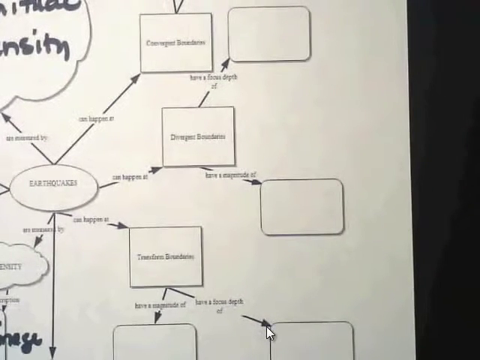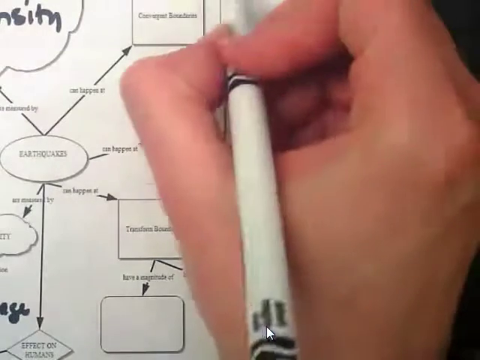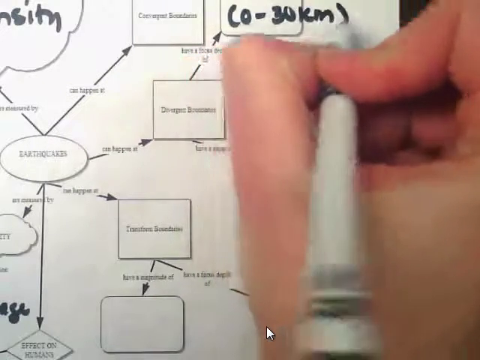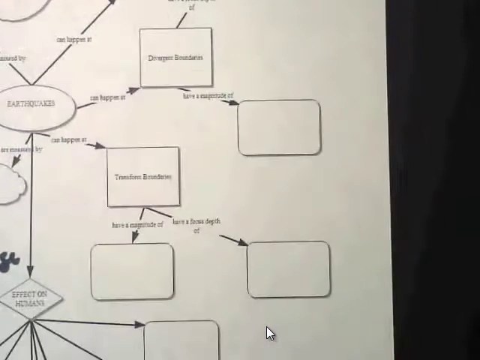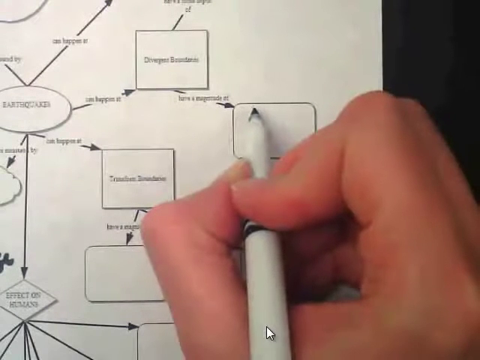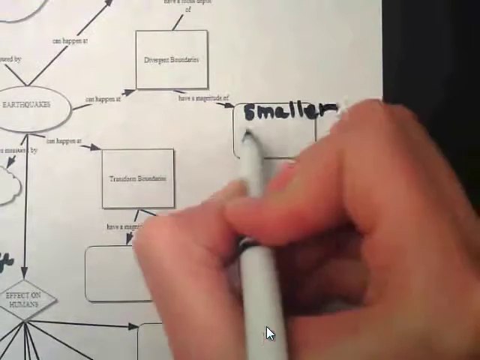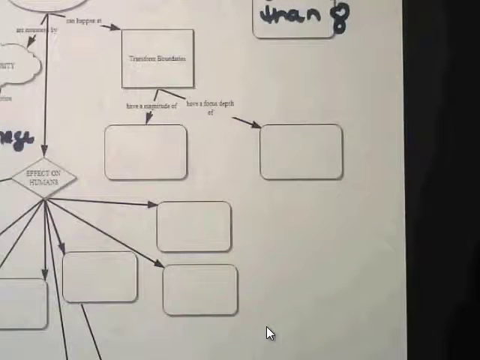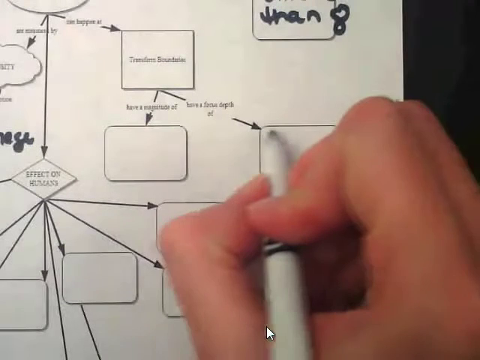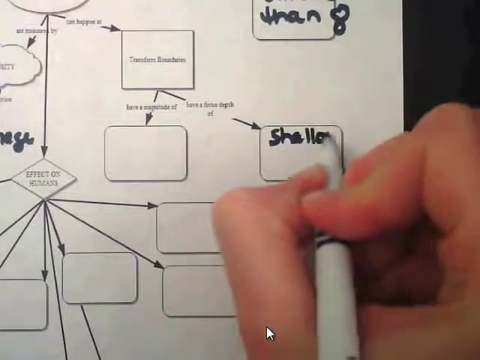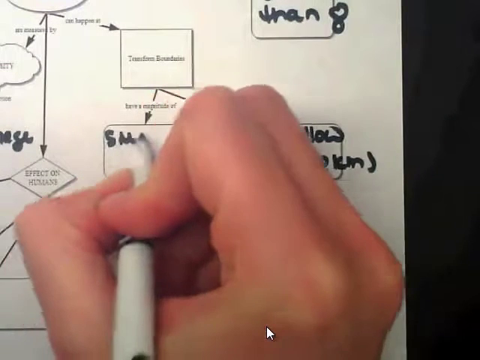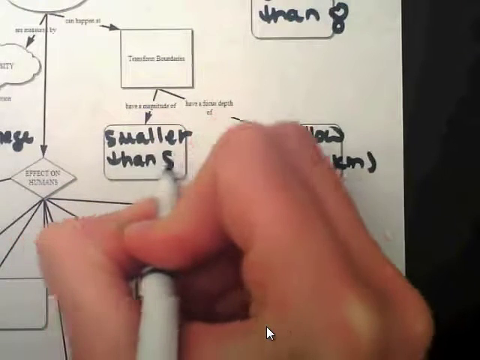Now, divergent boundaries tend to have some of the shallowest quakes, anywhere from 0 to 30 kilometers. And normally divergent boundaries have a magnitude that is smaller than 8. Lastly, we have the transform boundaries. Transform boundaries usually have shallow quakes, anywhere from 0 to 70 kilometers, and normally their magnitudes are smaller than an 8.5.